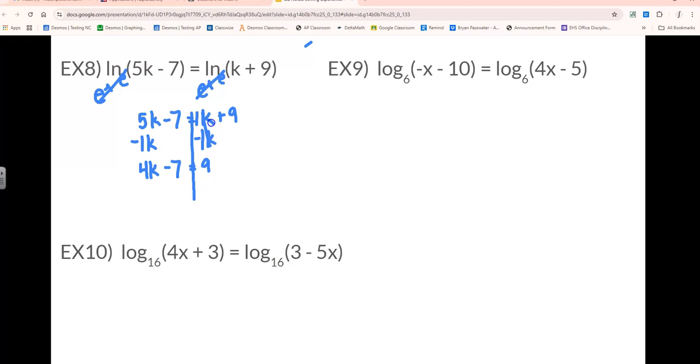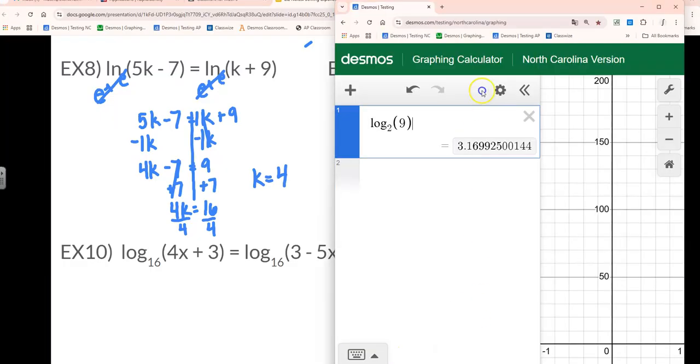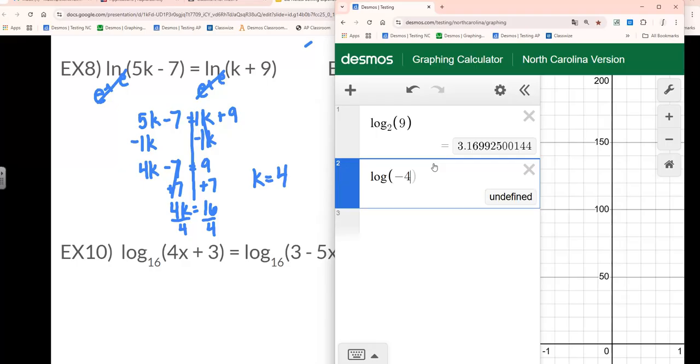And then what would we do, Heston? Okay. And so 4k is going to equal 16. And last step, divide by 4. k equals 4. Now, the big thing for this, for extraneous solutions, is you can't have a negative inside of the log. We can't do logs of a negative number, like if you go over here to Desmos and try to type it in. Like if you were doing log of -4, it's just going to say that it's undefined. You can't do logs of negatives.